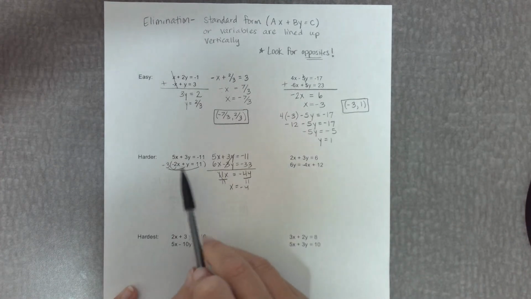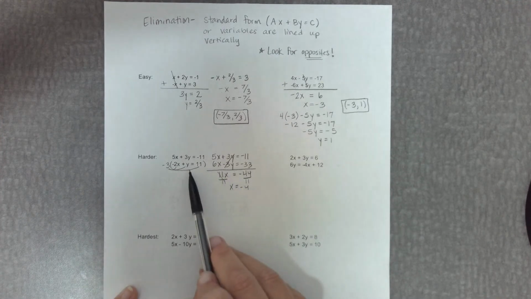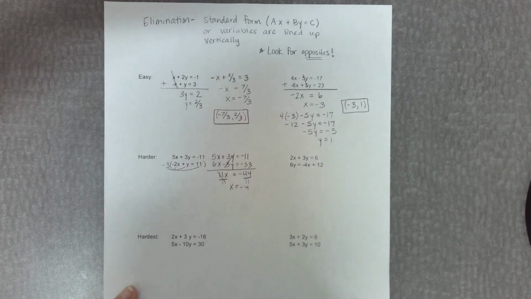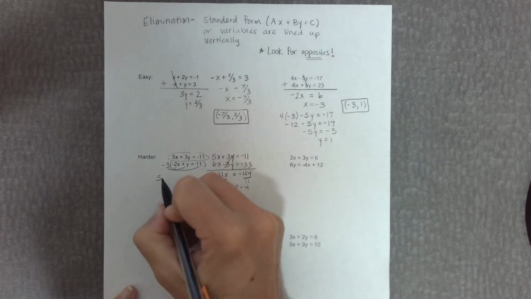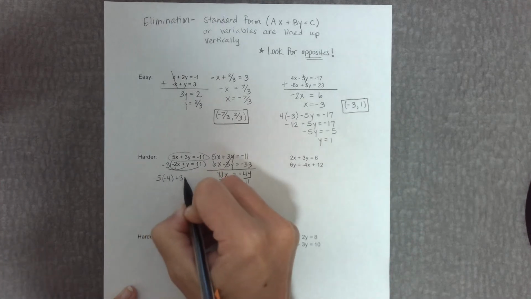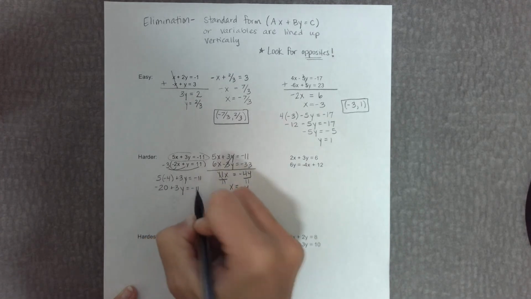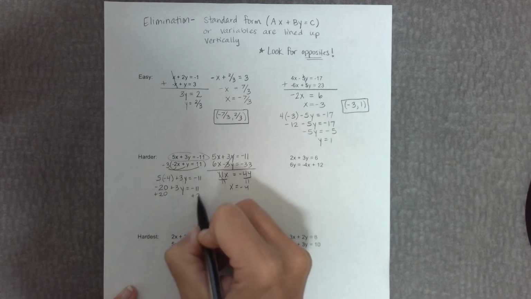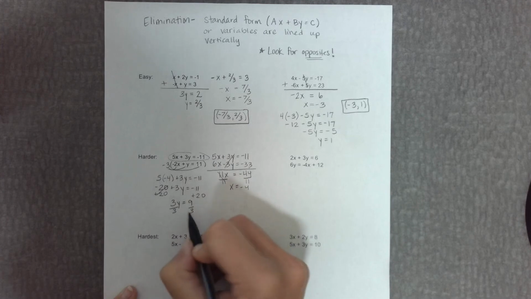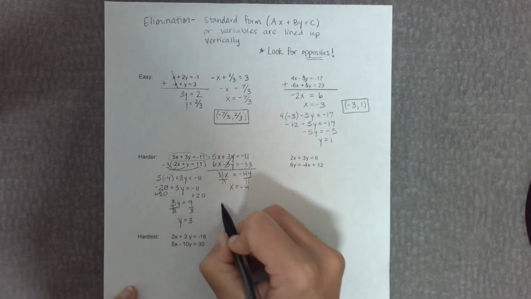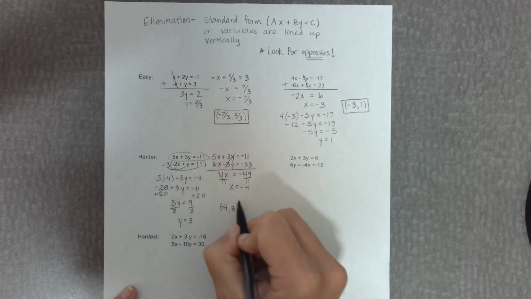When you plug back in, you always plug back into one of your original equations, not a new equation that you created. In case for some reason you messed up creating one of the new equations, you always go back to the original. So I'm just going to use this one up here and put the -4 in the x spot. So you have -20 plus 3y equals -11. I'm going to add 20 to both sides. So I have 3y equals 9, and then divide both sides by 3, so y is 3. So my solution for this system is the ordered pair -4, 3.